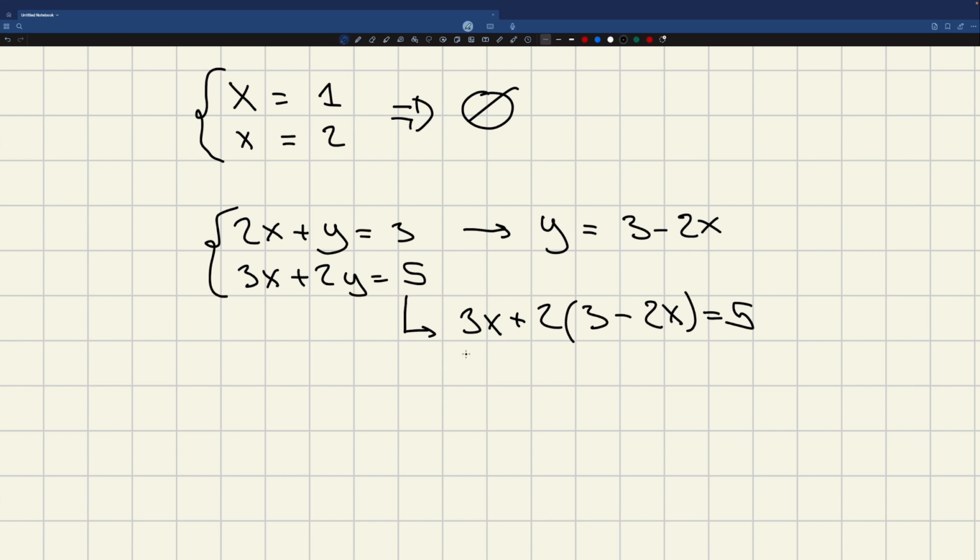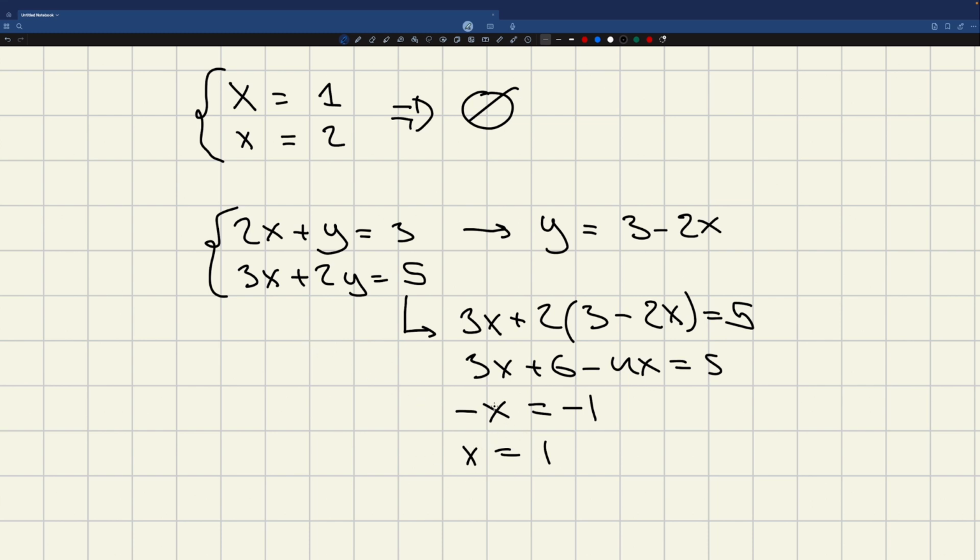Now let's just solve this linear equation. 3x plus 6 minus 4x is equal to 5. I just expanded the bracket. Now you get negative x is equal to negative 1, x is equal to 1. So now we know the value of x, and this is where many students stop, and for this they get half the marks. Why? Because you're told two numbers to figure out, x and y, but you figured out only x. So what do we do now?